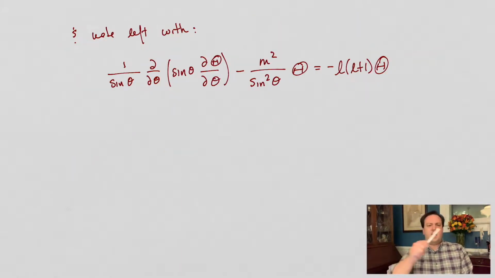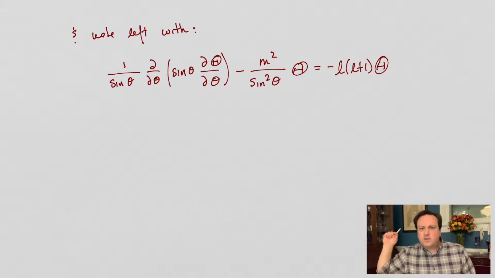Because unlike phi, which goes from 0 to 2 pi and then starts again, theta goes from 0 to pi, right? And it's not periodic, because crossing 0 is not the same as crossing pi. Going across the North Pole is not the same as going across the South Pole. And so, one, I have a much more complicated equation to solve, right?